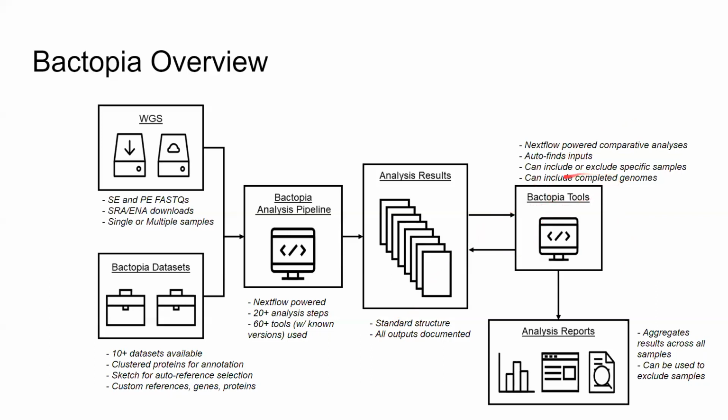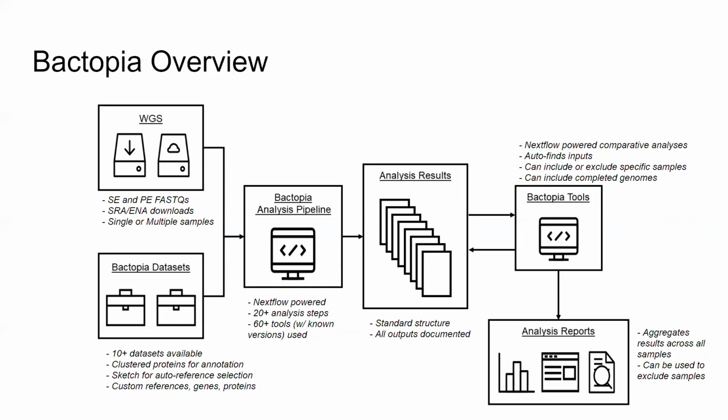Bactopia Tools is also Nextflow powered, but these are all comparative analyses. So these are the type of analysis that you want to do on the complete set, not on the per isolate. It auto finds the inputs because of the standard structure, but you can also include or exclude specific samples.